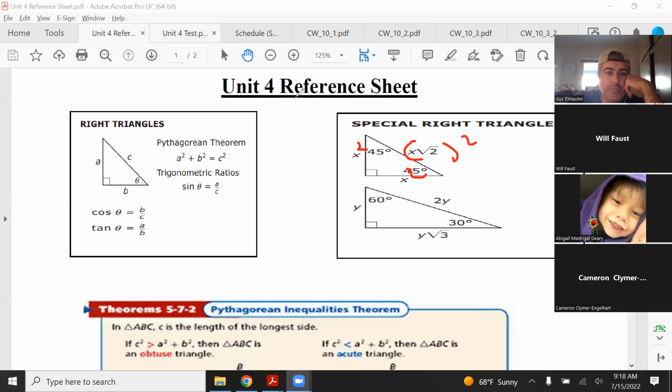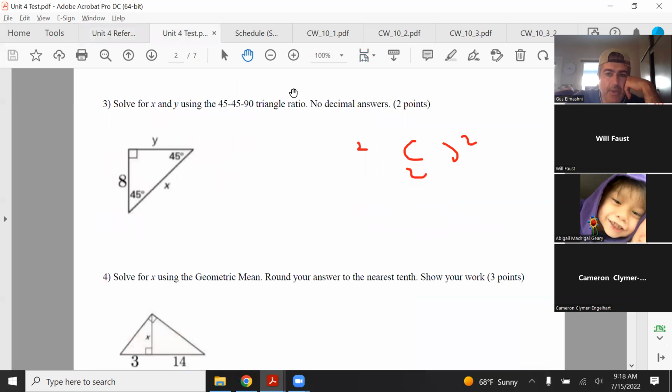So all you gotta do here is just realize that, well, if that's 8, that's 8. And that's 8 root 2 because the hypotenuse is root 2 times any of the legs. That's it. That's all you gotta do.